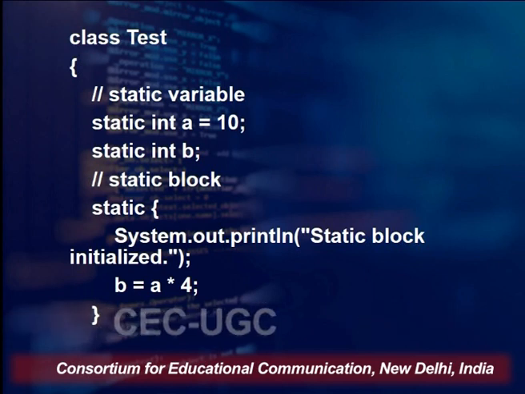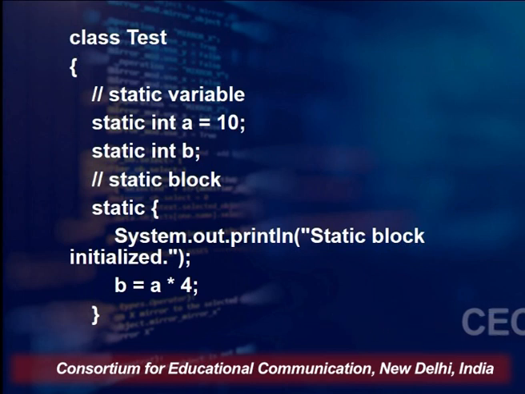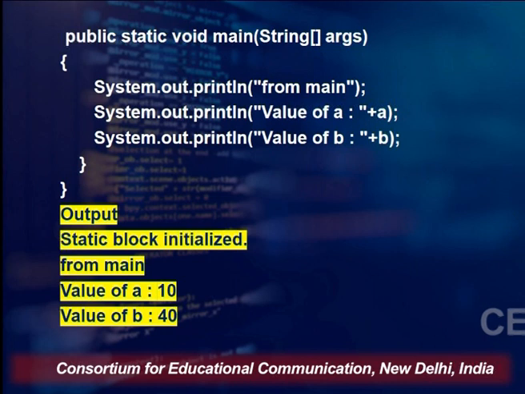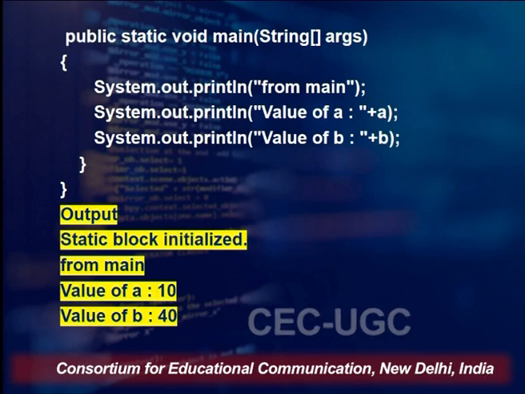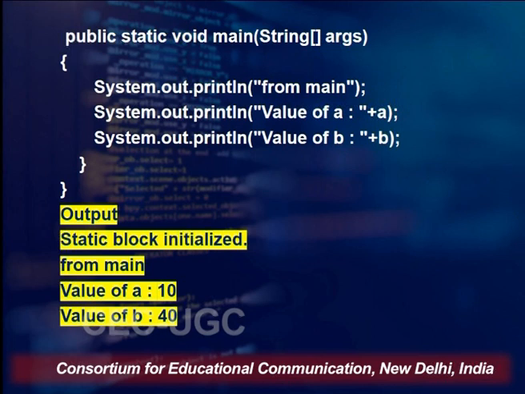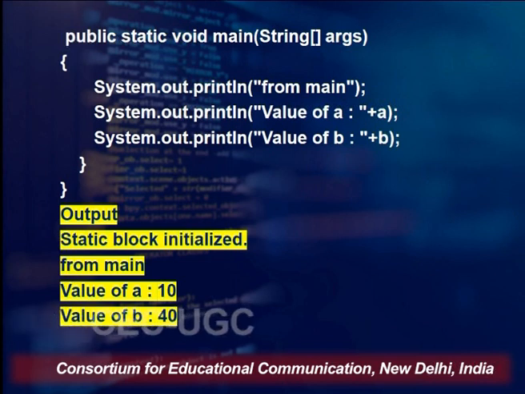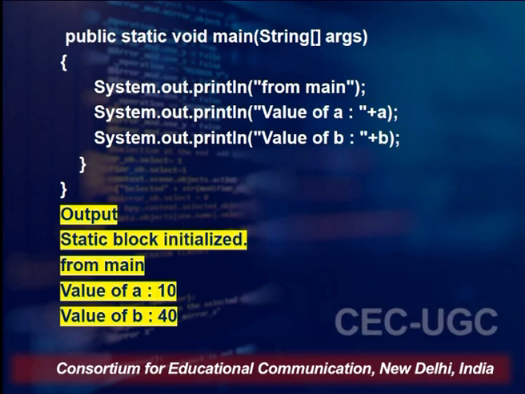So one static block is using the value of a and initializing the value of b. Within this class we also have a main function which is going to print from main. It prints the value of a, and also the value of b. Then the main method ends, and the class ends. The output generated by this program is shown in the yellow highlighted portion here. The output says static block initialized, from main, value of a 10, value of b 40.